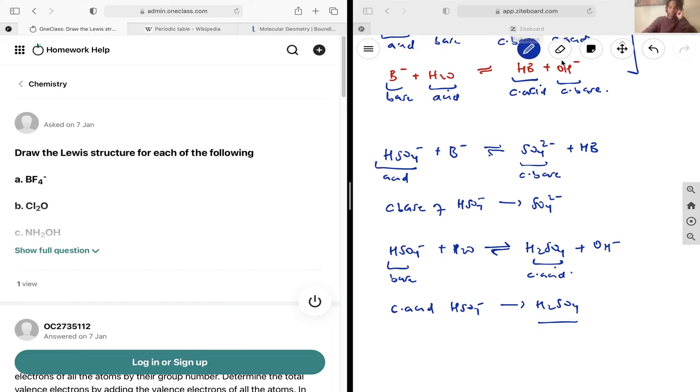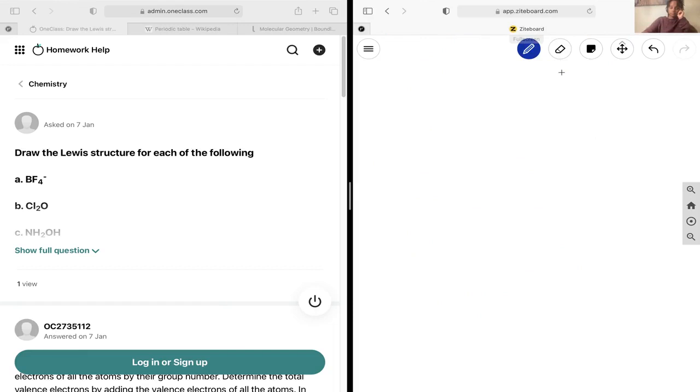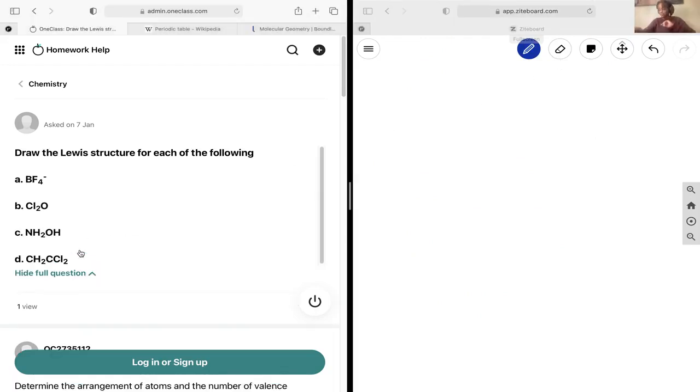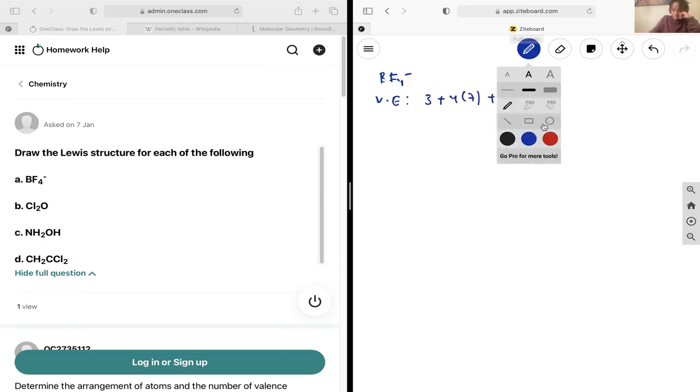Okay, next up, we're looking for the Lewis structure for the following. BF4 minus is our first one. As usual, we're going to count the valence electrons. We will have 3 from the boron, plus 4 by 7 from the fluorines, plus 1 because of charge.